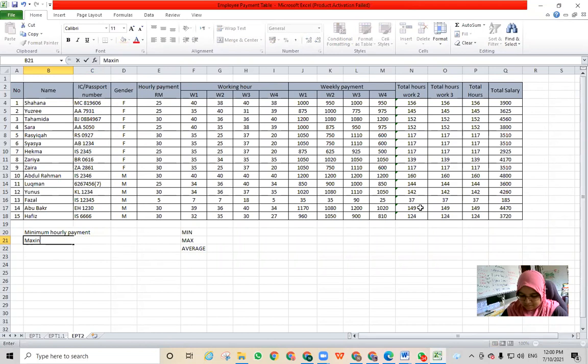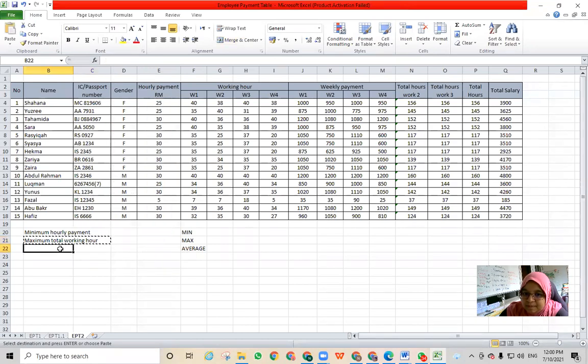Teacher, is it 5? Where's the minimum? No, I didn't count yet, I'm showing you now. But here, the minimum hourly payment you can see is 5. Yes, correct. But there's a formula to do it.